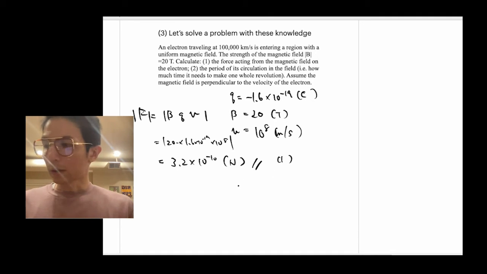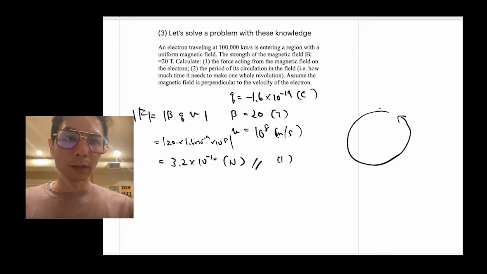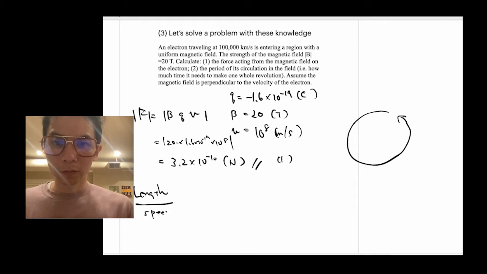And the second one is the total, basically the period of its circulation. So how much time it needs to make one whole revolution. So basically the idea is, this is the circulation, right? And if you know the length of this circulation, because you know the speed, you can calculate the time. So basically, we want to know the length divided by speed equals this answer.